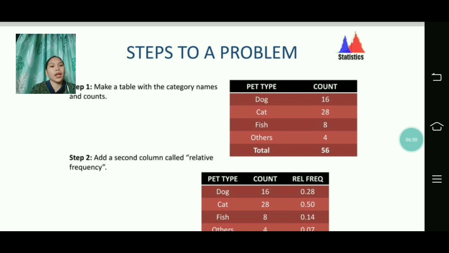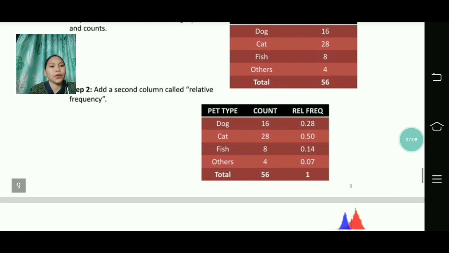Steps to solve a problem. Step 1. Make a table with category names and counts. So, for example, pet types: dog, cat, fish, and others. Step 2. Add a second column called relative frequency. So, that is the example.